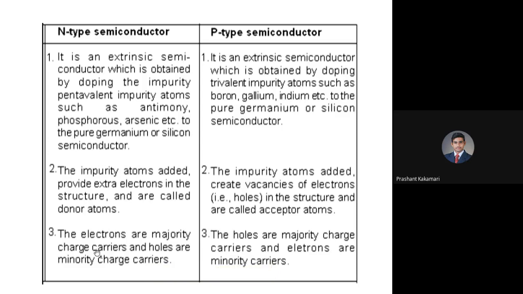Also, as I told you, electrons are the majority charge carriers compared to holes in the N-type material. In the P-type material, it is just the opposite: holes are more and electrons are less.